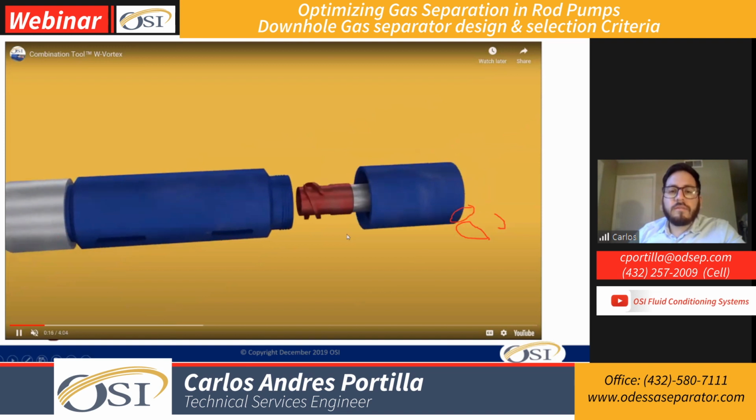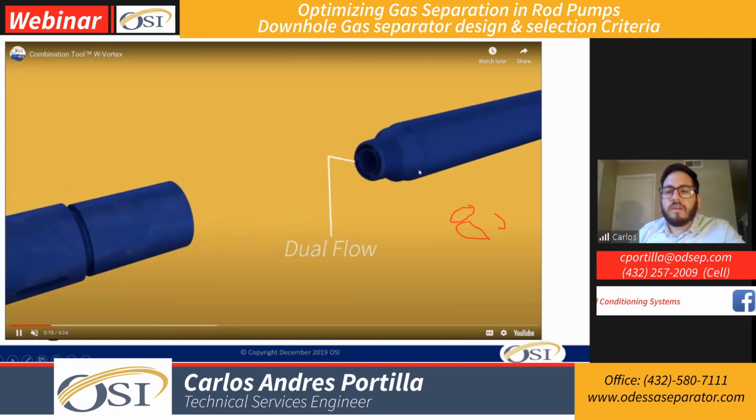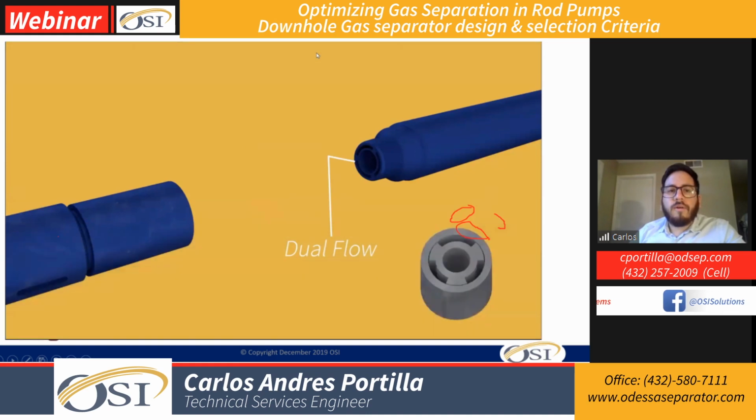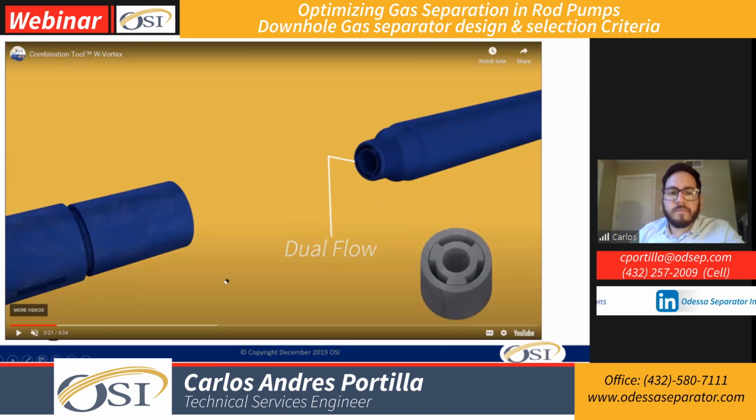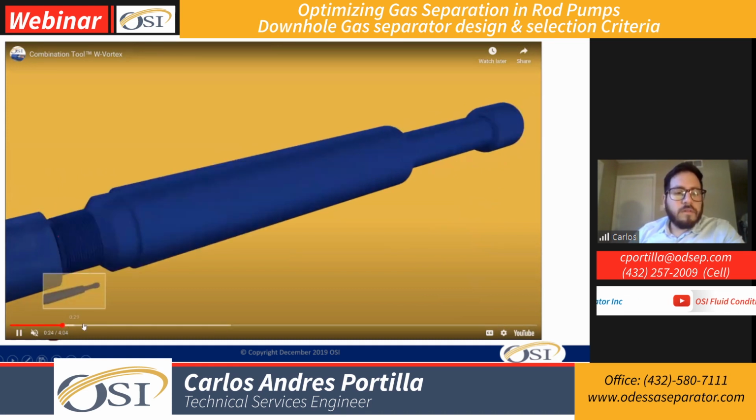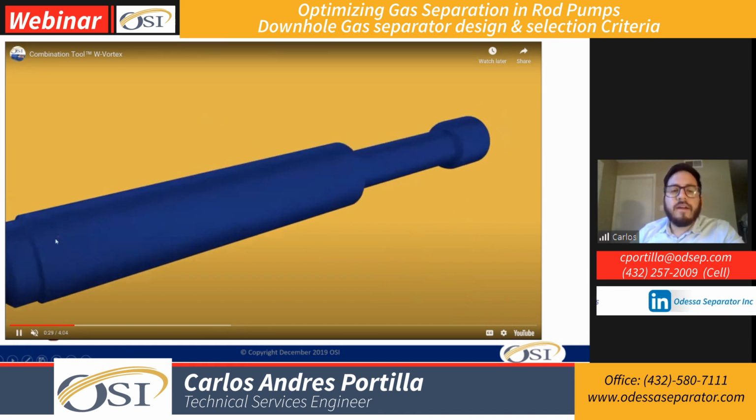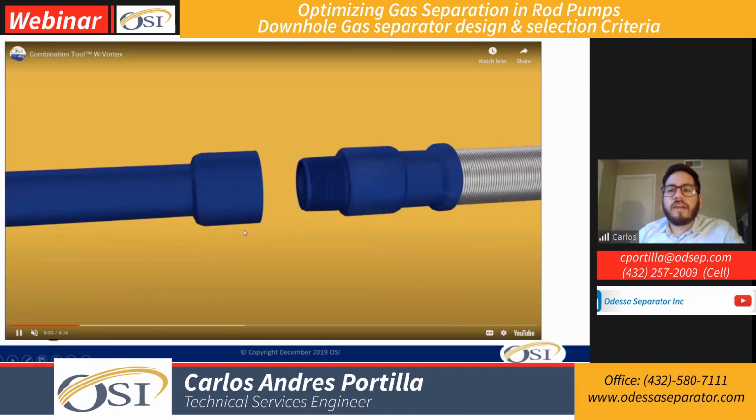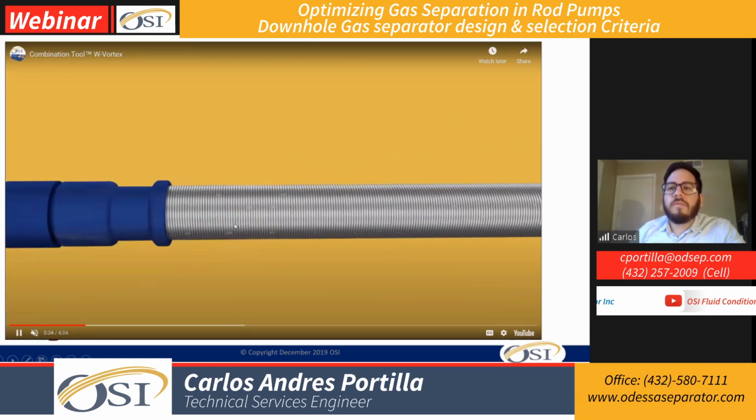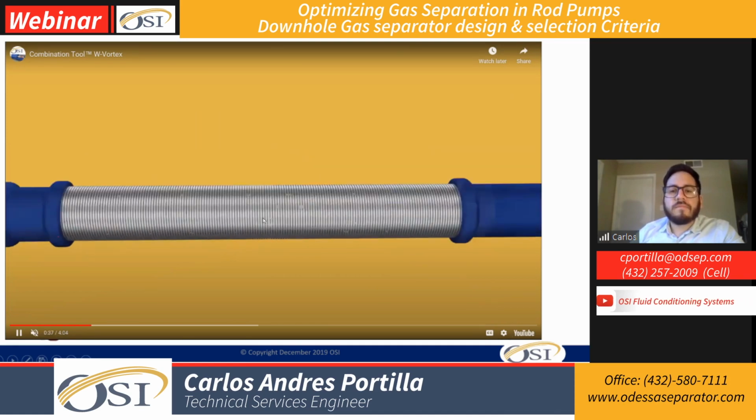All right, so this is the vortex as you see here. This is going to be our intake, and then it comes our dual flow connection. Let me just delete this real quick. Okay, there you go. Then this is going to be our gas body. As you see, there's a difference in the diameter, so inside, of course, the ID will be bigger. And then inside we have our dip tube, which is going to connect the intake to the intake of the pump.